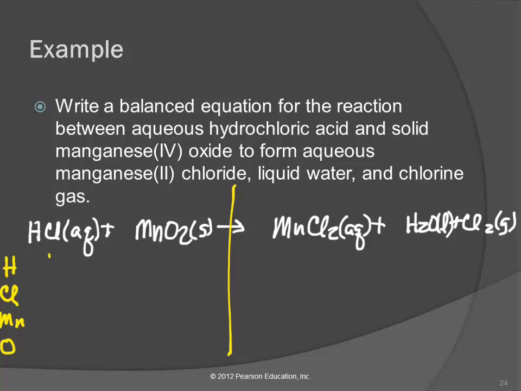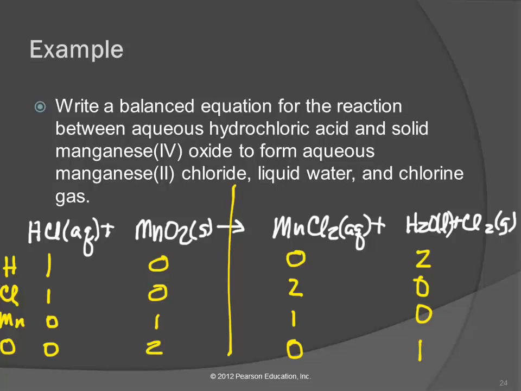So in HCl, I have one H and one Cl, and I have no manganese and no oxygen. In MnO2, I have none of those first ones. I have one manganese, and I have two oxygens. Over on this side, I've got no hydrogens, two chlorines, one manganese, and no oxygens. In water, I have two hydrogens, no chlorines, no manganese, and one oxygen. And over here, 0, 2, 0, 0.